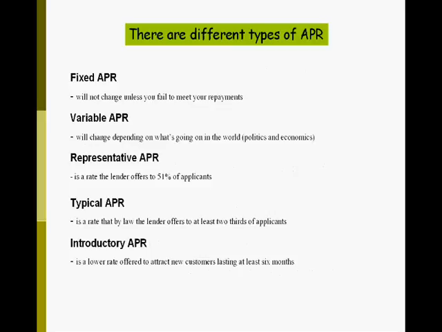There are different types of APR, and it's useful to know which ones you're dealing with before you sign any paperwork. For example, fixed APR, which will not change unless you fail to meet your repayments. And there's variable APR, which will change depending on what's going on in the world. And we also have representative APR, which is a rate the lender offers to 51% of applicants. There's also typical APR, which is a rate that by law the lender offers to at least 2/3 of their applicants.